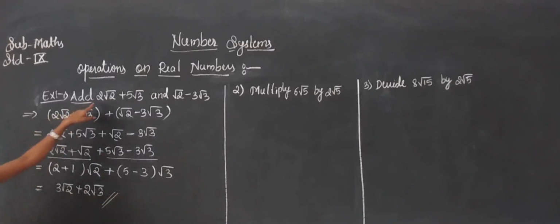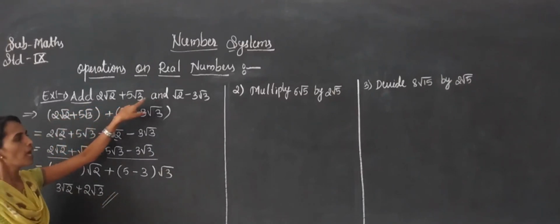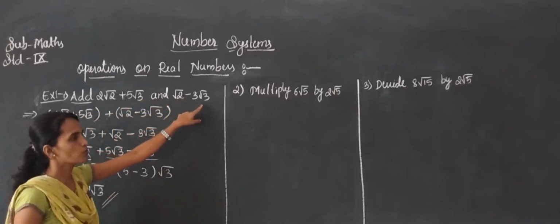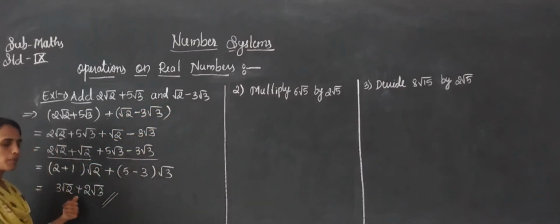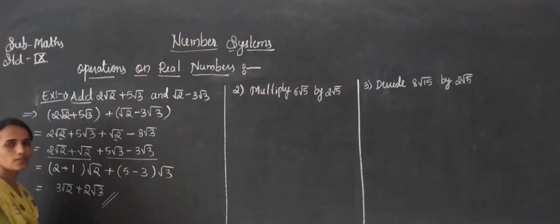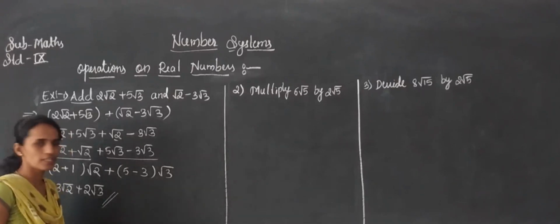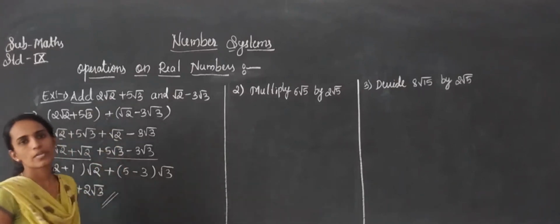Therefore the sum of 2 root 2 plus 5 root 3 and root 2 minus 3 root 3 is 3 root 2 plus 2 root 3. After this we can't simplify this one. So here only you have to stop the solution. This is the final solution of the given question.